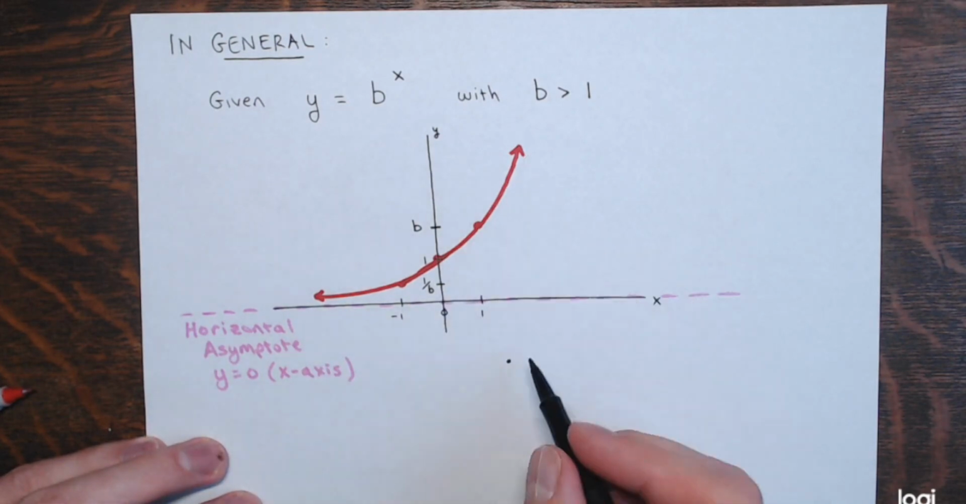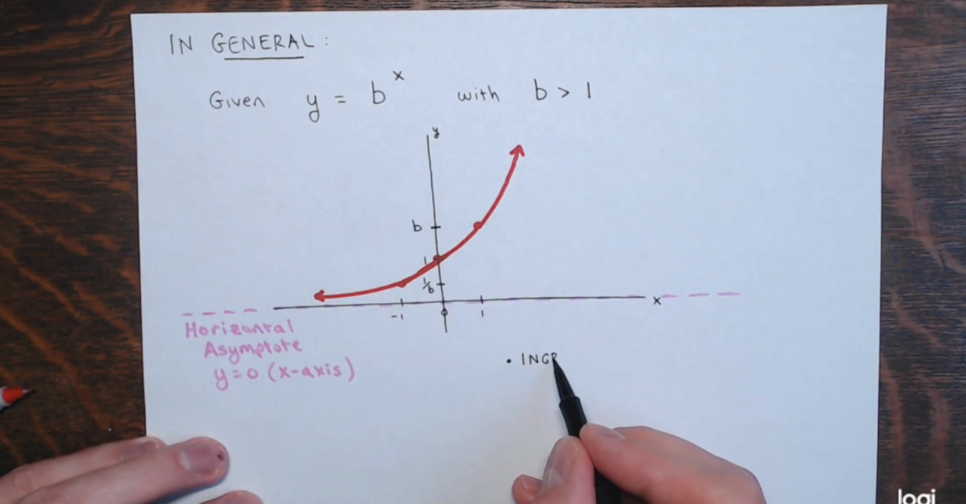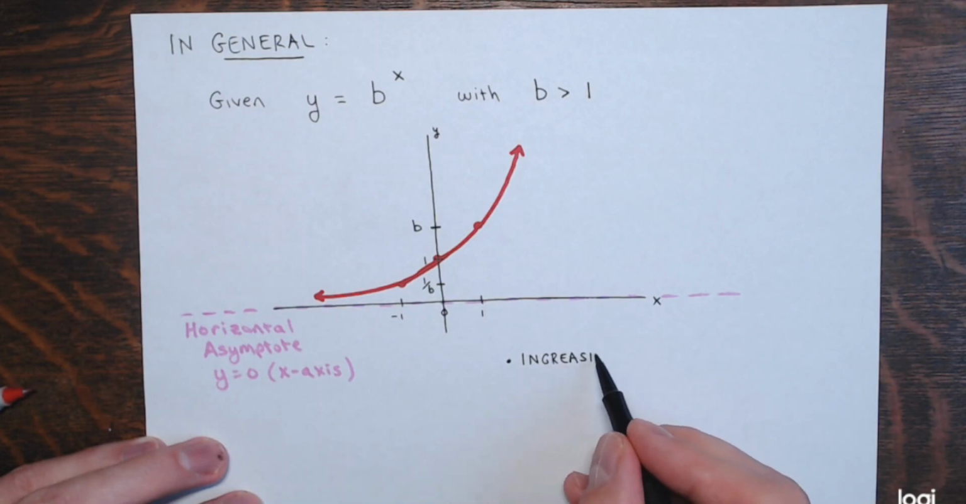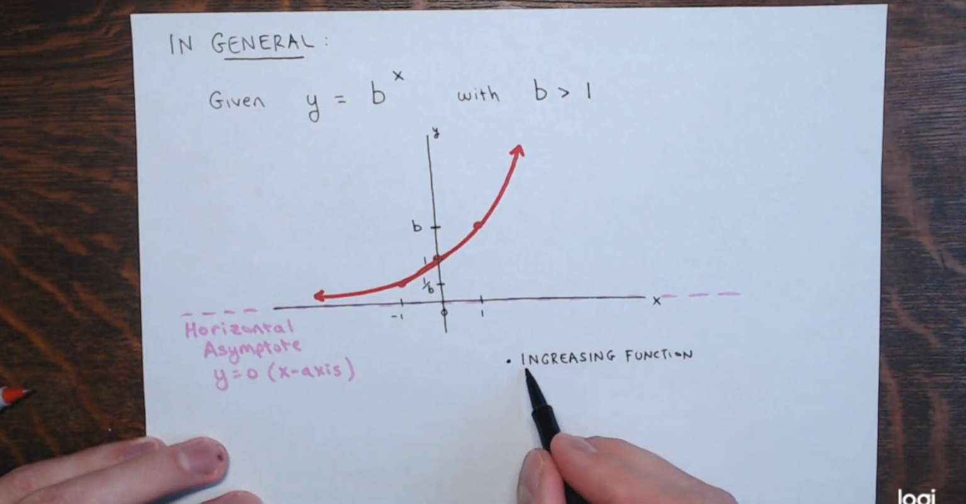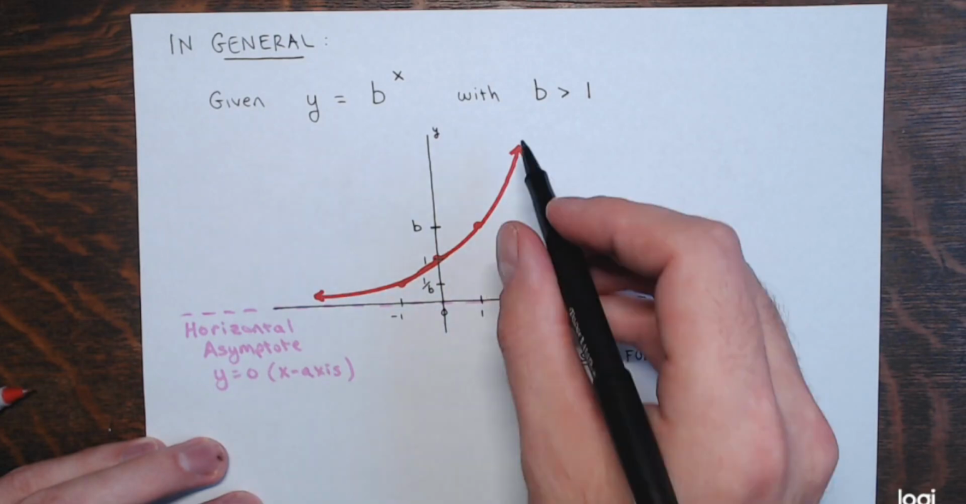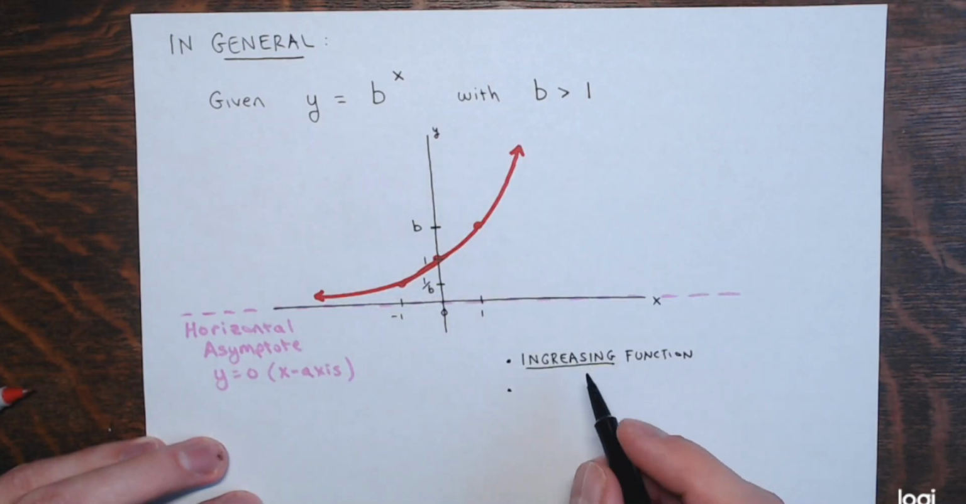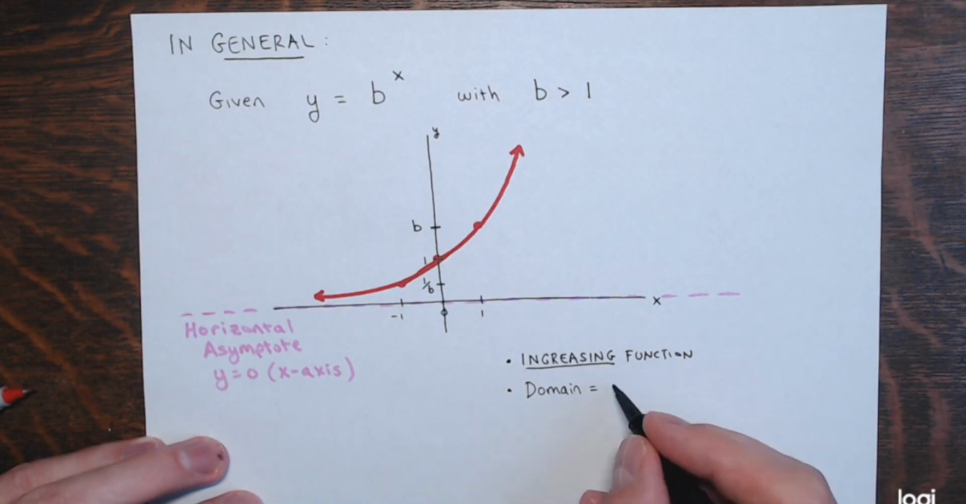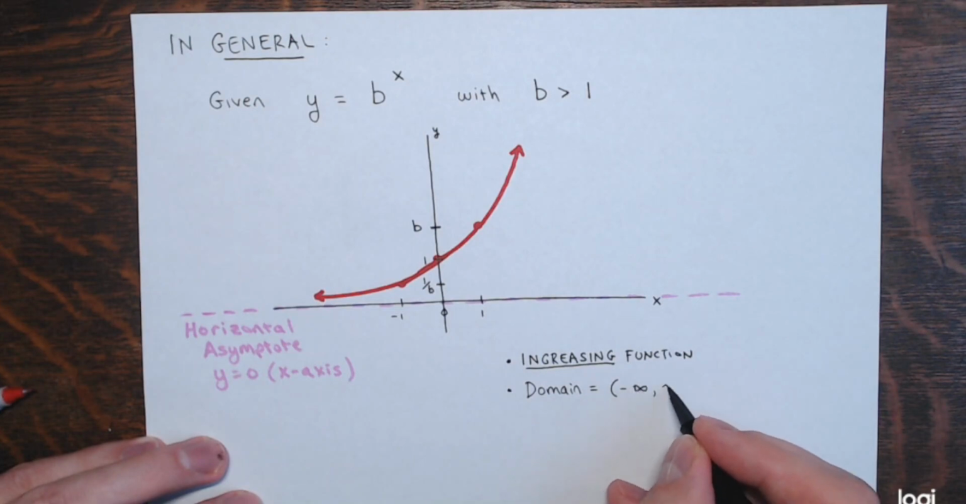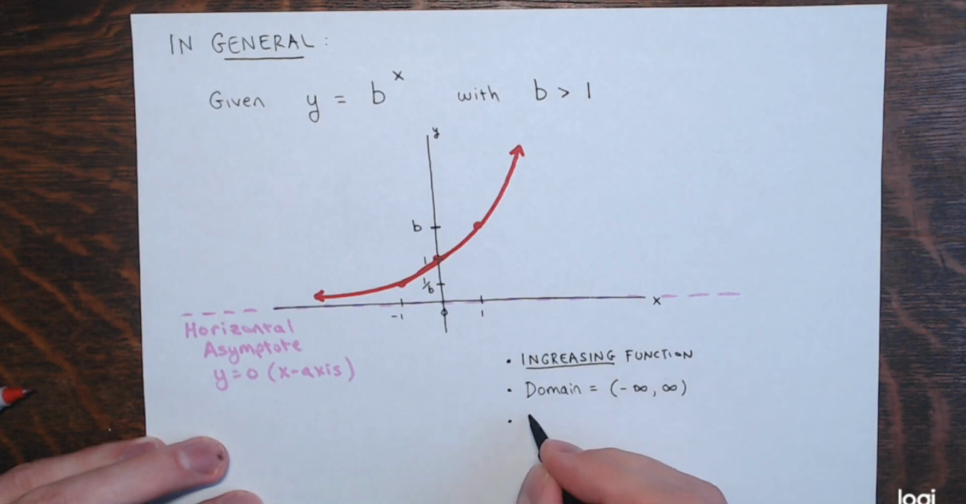It'll be an increasing function: as x increases, the value of the function goes up. The domain, and like I've been saying, this is for any exponential function, is all real numbers. And the range is all the y values above the horizontal asymptote. So all positive numbers, from 0 to infinity, but not including 0.